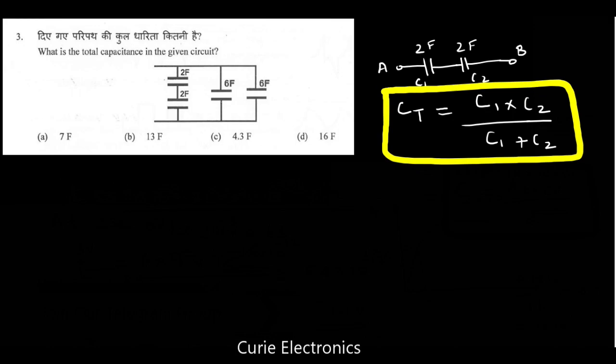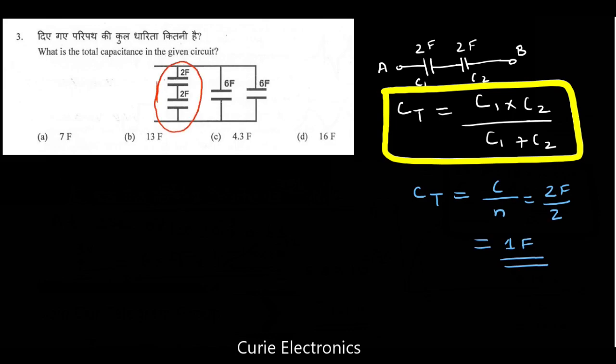But if the same value of capacitors are connected in series, how do you find out? Here we have 2 farad, 2 farad. Then CT equals C upon N. What is the C here? It is 2 farad. 2 farad upon N. How many capacitors? 2. So this answer equals 1 farad. So these 2 capacitors we can replace by a 1 farad capacitor. Now it is very easy.